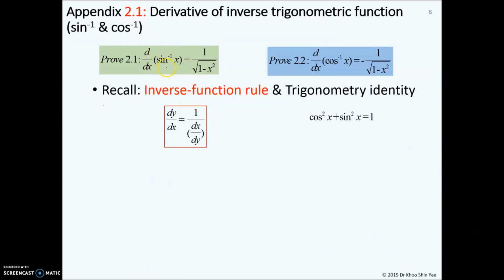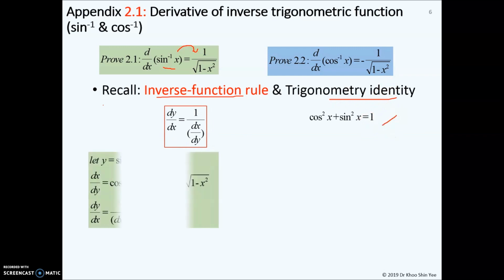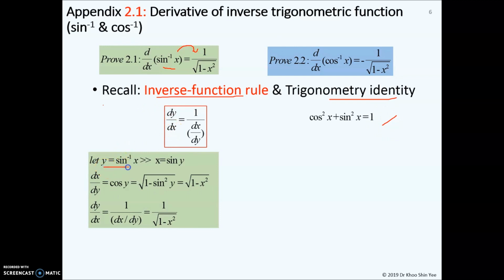To find the differentiation of the inverse function sine x, to get this answer, we must use the inverse function rule. So this is the inverse function rule: dy over dx is actually equal to 1 over dx over dy. And also we need some identity. In this case, to find dy dx, let y equal arcsine x. If we invert this function, we get x equal to sine y. So to differentiate, dx over dy will be much easier. We get dx over dy equal to cos y.